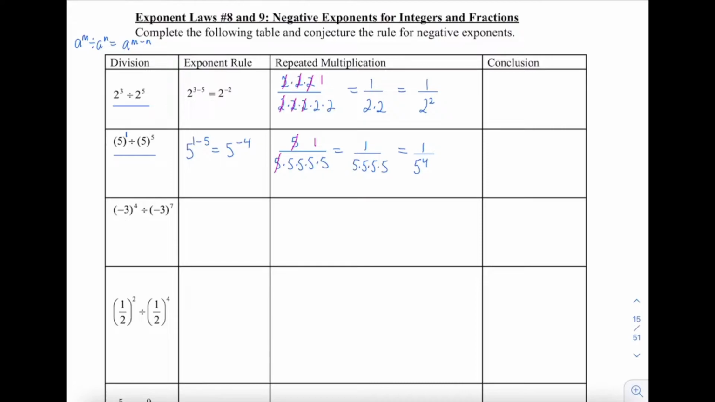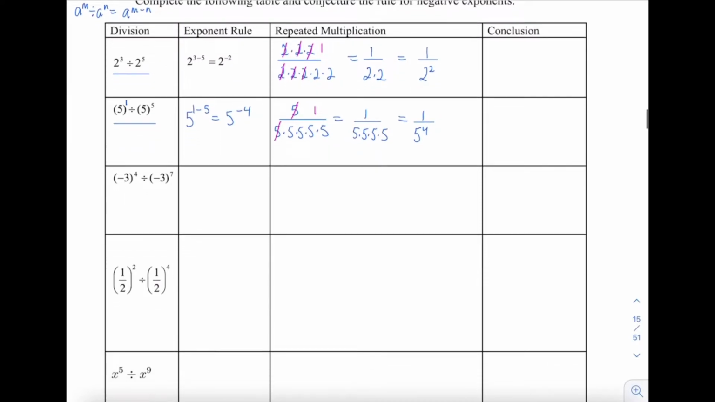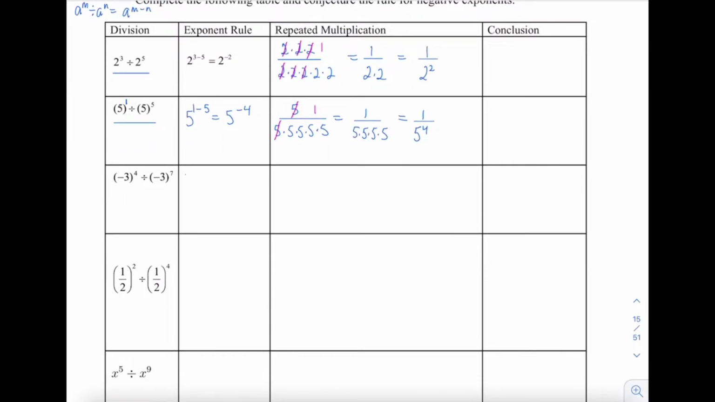What happens if I have negative bases? This one's a fun one. So remember, if I have negative bases, the 4 applies to the negative 3, the 7 applies also to the negative 3, so I can subtract the exponents. 4 subtract 7. And I'm going to write this as negative 3 to the power of negative 3, and I'll leave that like that for now.